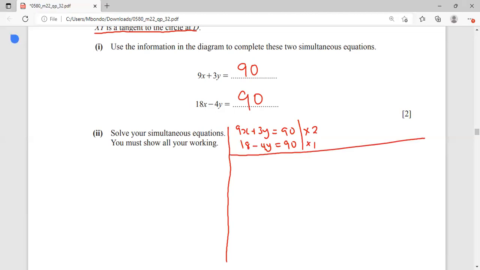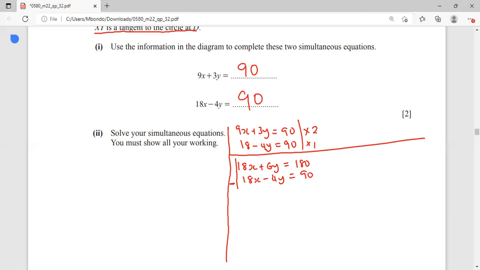So we are going to have 18x plus 6y is equal to 180. Then this one will remain the same because we are multiplying by 1. All right, this is equal to 90. Then to eliminate x, we need to subtract. We need to subtract. All right.